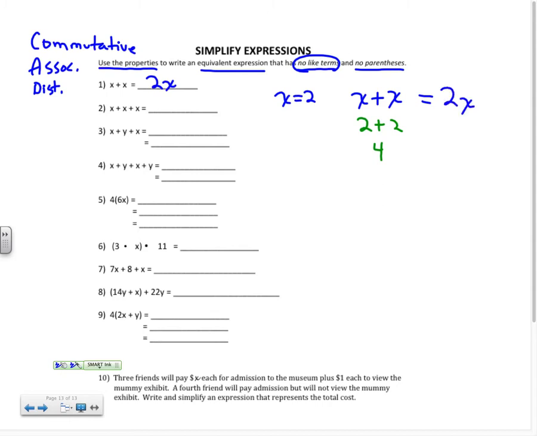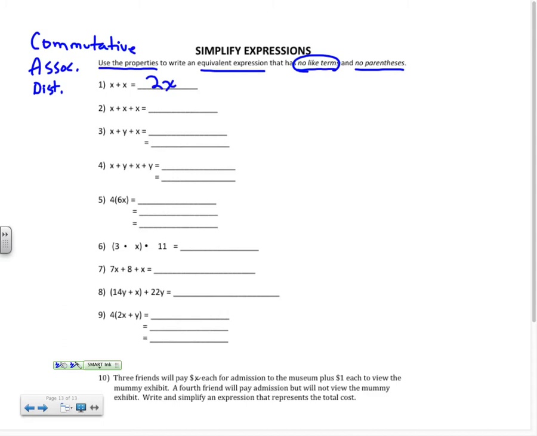2 is 4. Now if I go to the other side and say, well, I can call x plus x 2x, that means I would have 2 times whatever I call x. In this case, I'm calling it 2. And I know 2 times 2 is 4. So these are called equivalent expressions. These two expressions mean the same thing. They're equivalent. I've just simplified it by combining like terms. So that's really what we're doing. We're combining things to make it simpler.